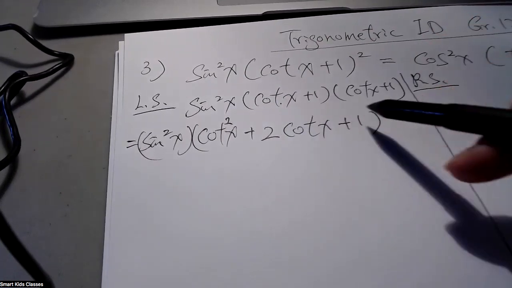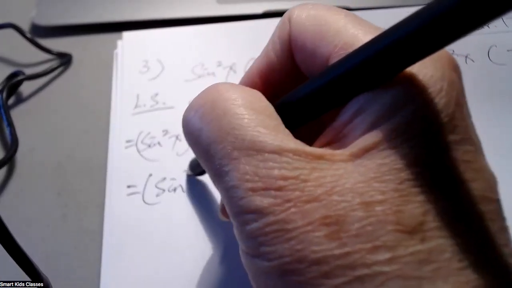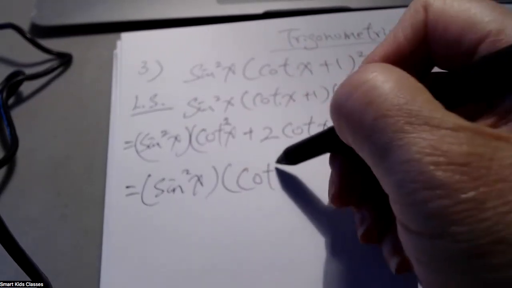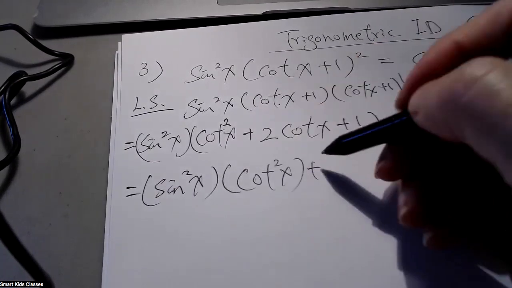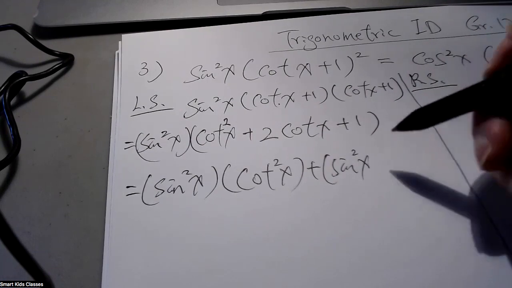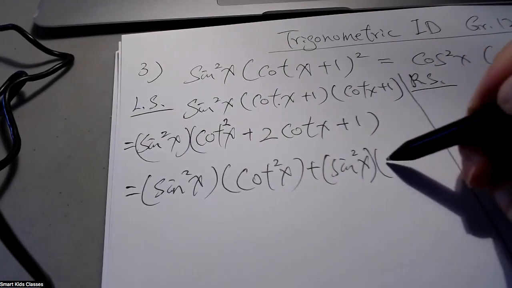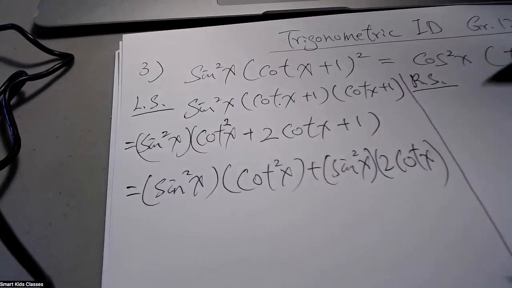So we solve the bracket. Now we do distribution: sine square x times cotangent square x, and then the 2 cotangent x terms carry over. So sine square x times 2 cotangent x.